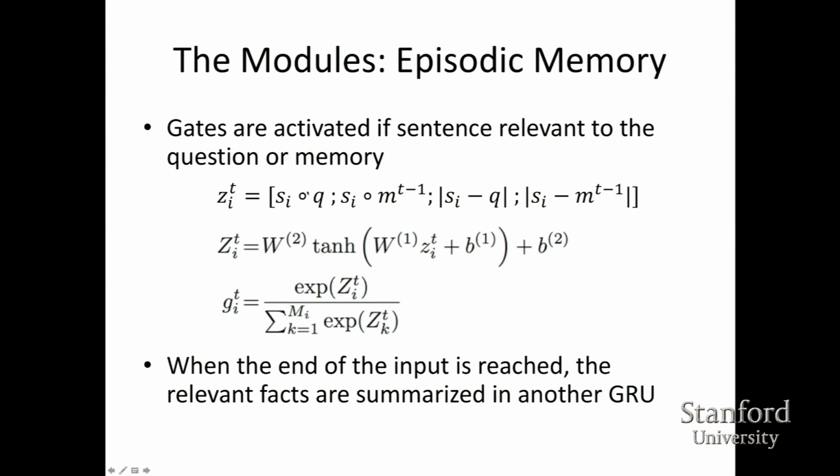Now, what kinds of similarities are we measuring here? These are all element-wise, and these are just Hadamard products, so multiplicative interactions between the sentence and the question and each sentence and the memory state. And then here we just have element-wise subtraction and absolute value. So just basically two very simple similarity metrics between the three vectors that we have.